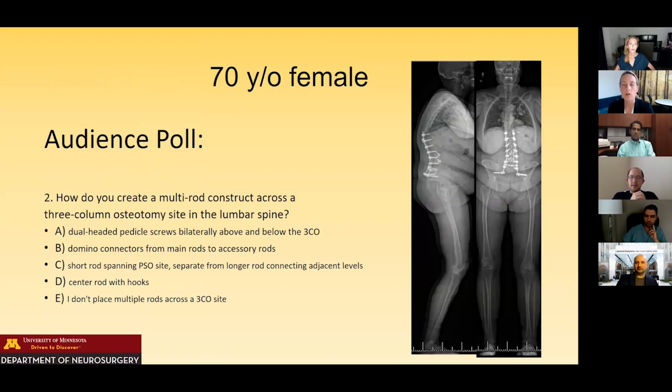And there have been multiple papers published recently that show that 3-column osteotomies, like pedicle subtraction osteotomies, are subject to a high degree of complications, including rod fracture or pseudarthrosis as high as above 40%. So there are multiple strategies to try to mitigate that, and I'd just like to ask everybody which ones either you've seen or you routinely employ.